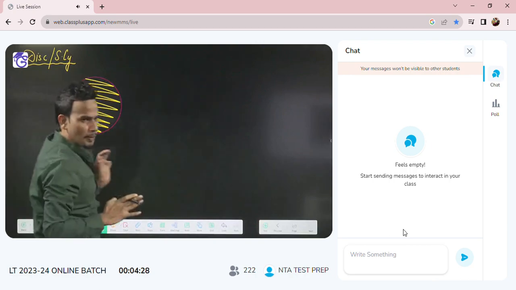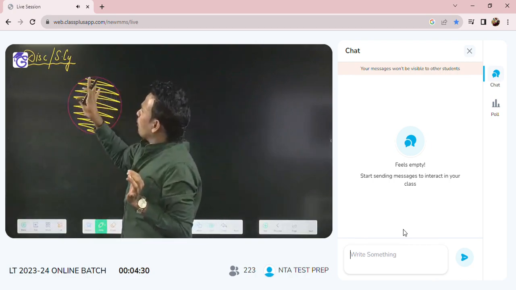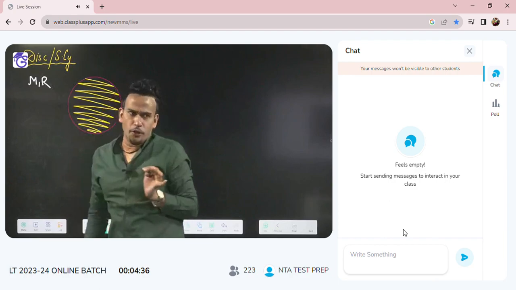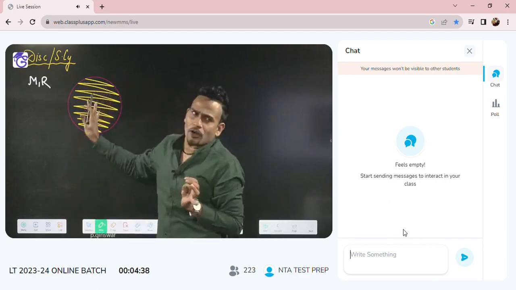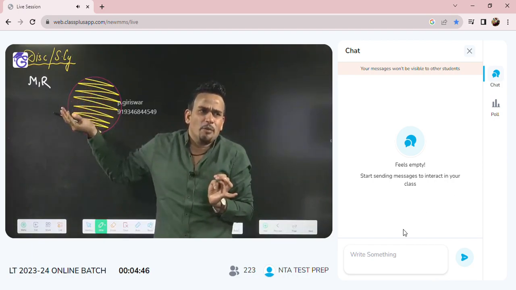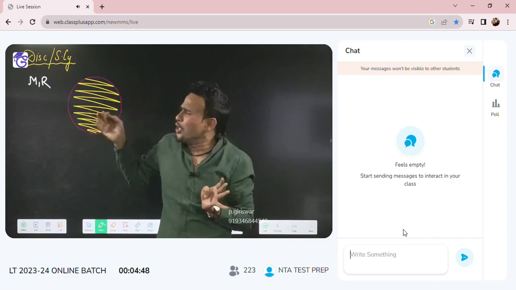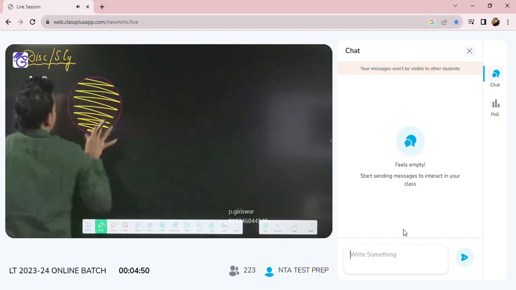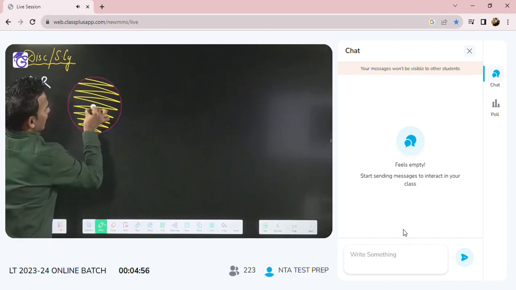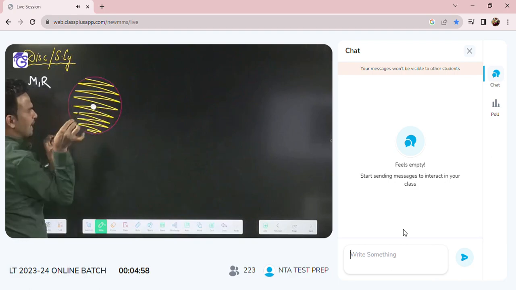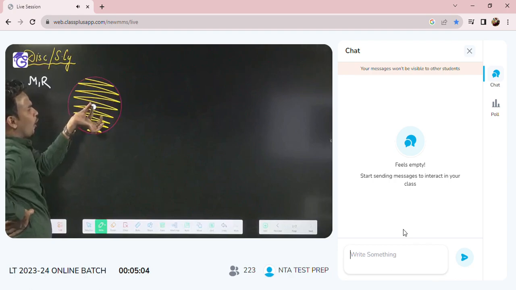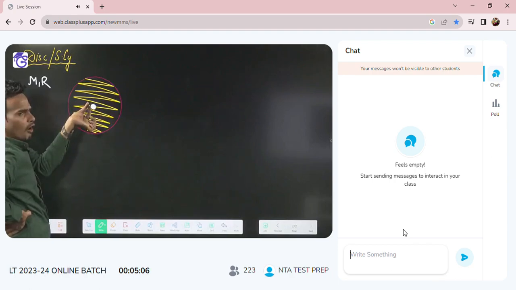So assume we have a disk or a solid cylinder of mass m and radius r. Disk and solid cylinder, the moment of inertia is the same, the behavior will be the same. They will say the center of the solid cylinder is fixed. Fixed means we have fixed the axis. Actually we have hinged the center of the solid cylinder or disk.